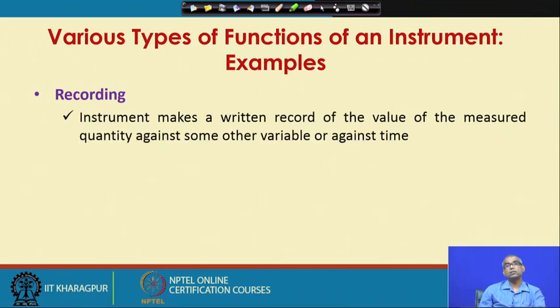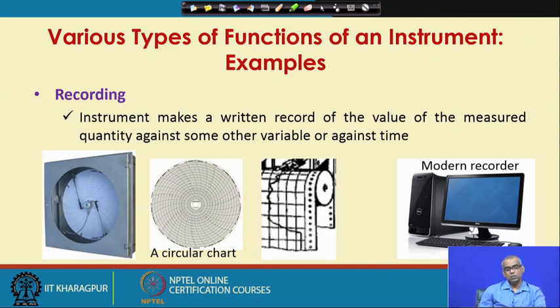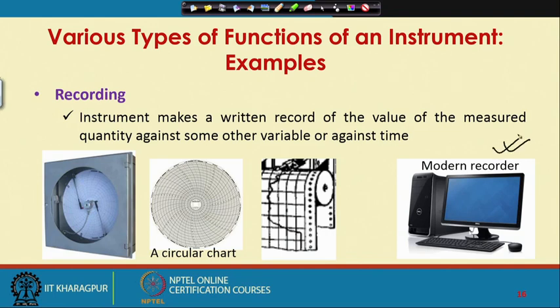Finally, recording functions. Here the instrument makes a written record of the value of the measured quantity against some other variable, and most commonly it is against time. So, the recording function is that the instrument will keep a written record of the process variable being measured against time. The most modern recorder is of course the computer. You can make use of a computer to keep a record of the process variables being measured. There are many instruments available which can be interfaced directly with the computer, so the computer can keep a record of the variables being measured against time.